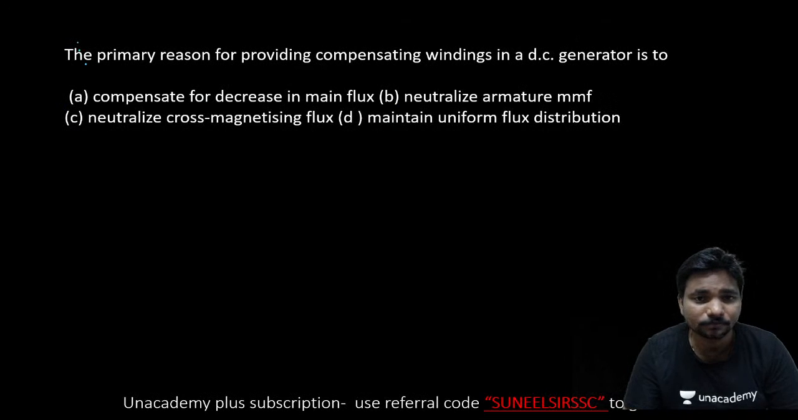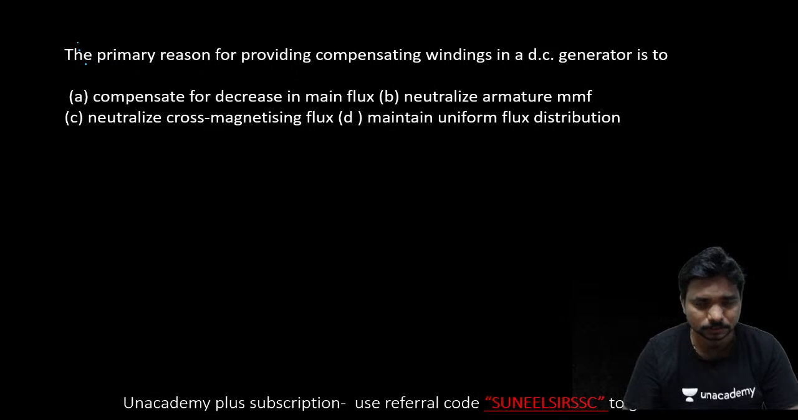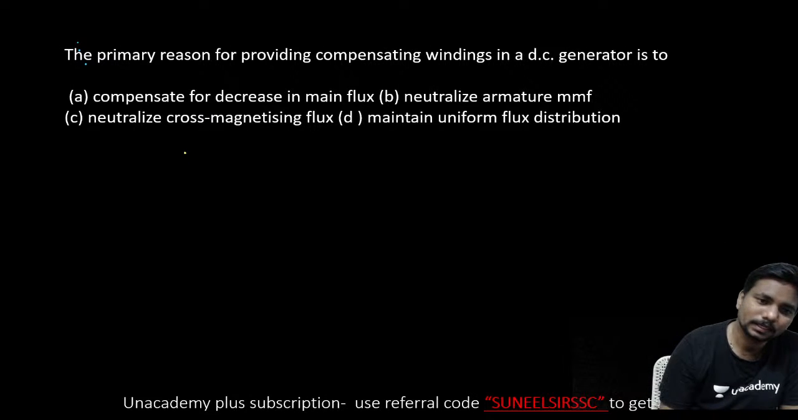The primary reason for providing compensating winding in a DC generator is to dash. Very easy one. The previous concept I have given, this one also. What is the main important consideration of this compensating winding?